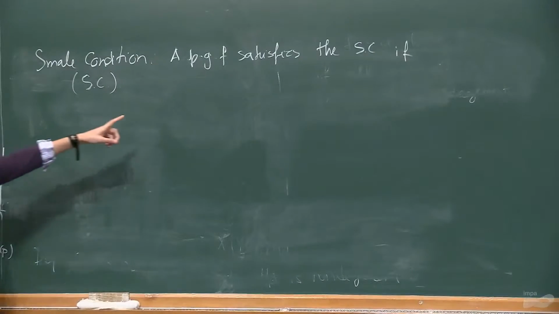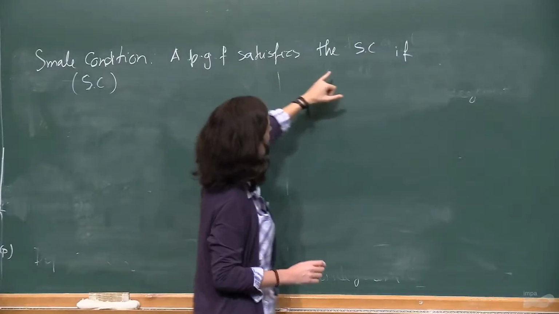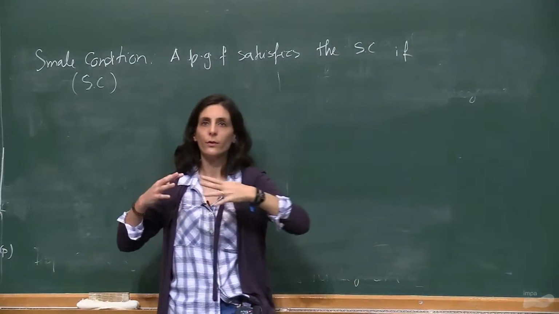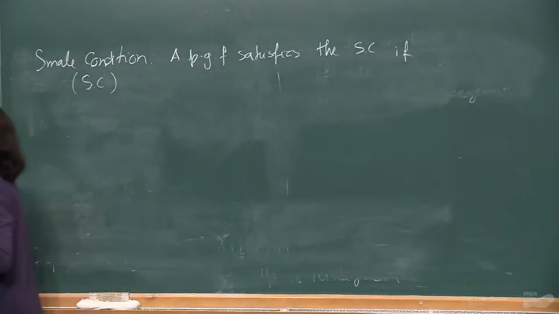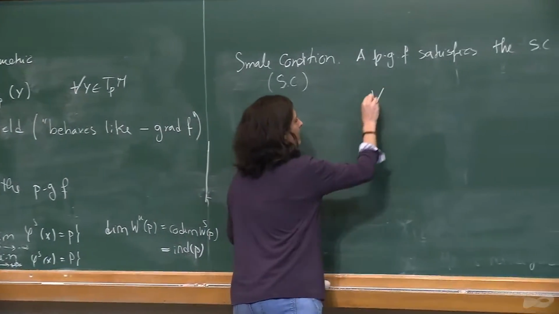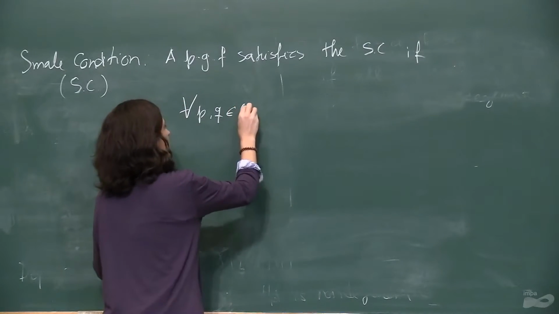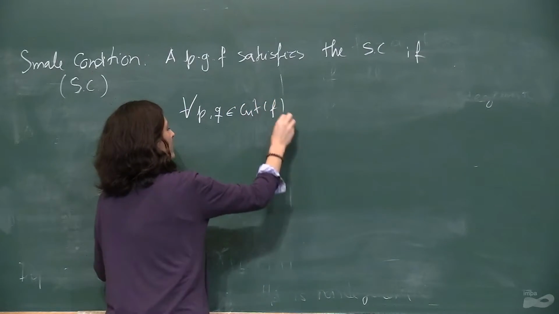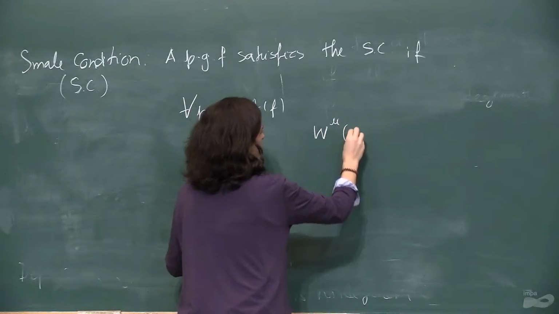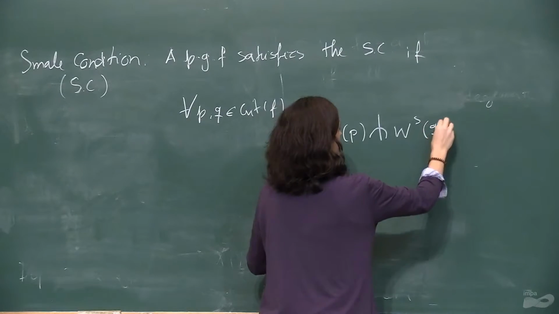So this field satisfies the Smale condition if for all stable and unstable manifolds they intersect transversely. Well, let me write this. For all P and Q critical points of F, the unstable manifold intersects transversely the stable manifold.